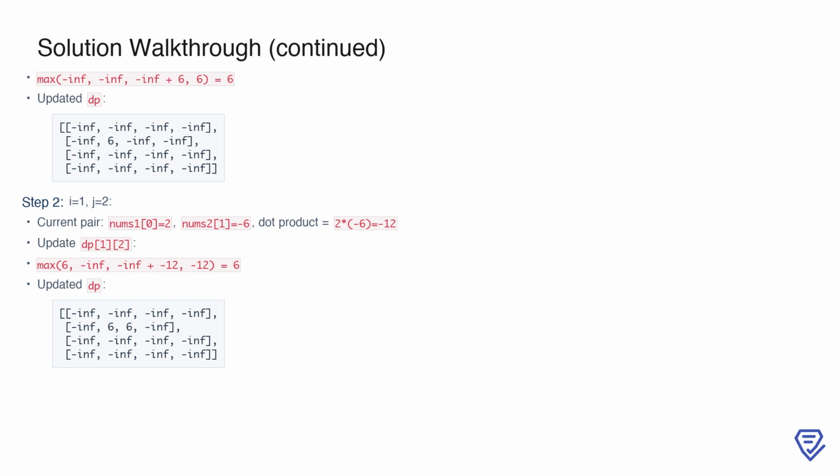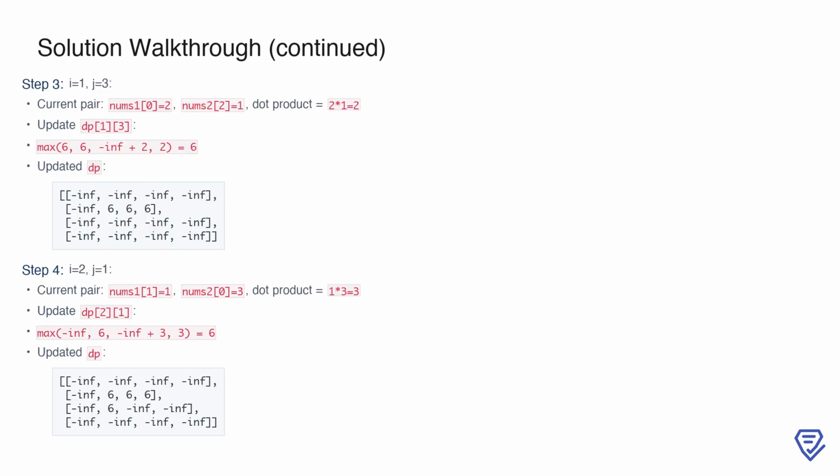Next, for i equals 1 and j equals 3, we look at the pair nums1[0] equals 2 and nums2[2] equals 1. Their dot product is 2 times 1 equals 2. Again, we use our formula to update dp[1][3], which is the maximum of the previous values in the row, the column, the diagonal plus the dot product, and the current dot product itself. The maximum value here remains 6, so dp[1][3] is updated to 6.